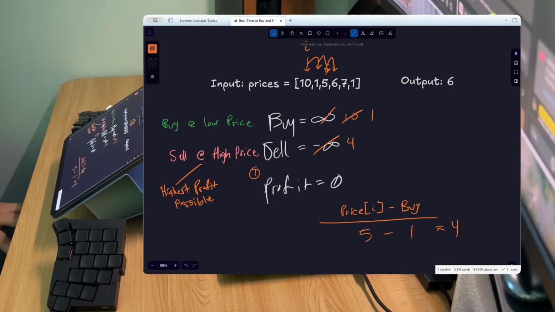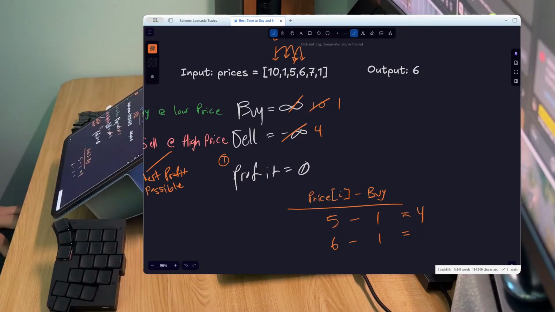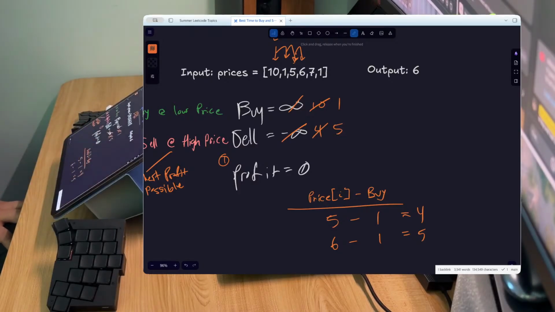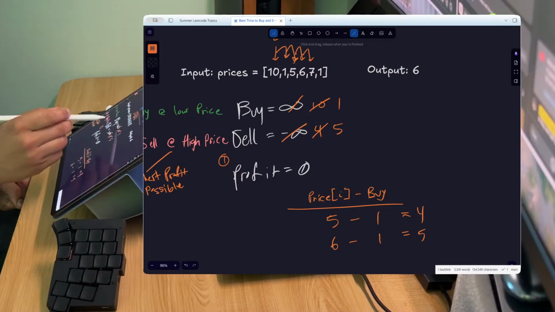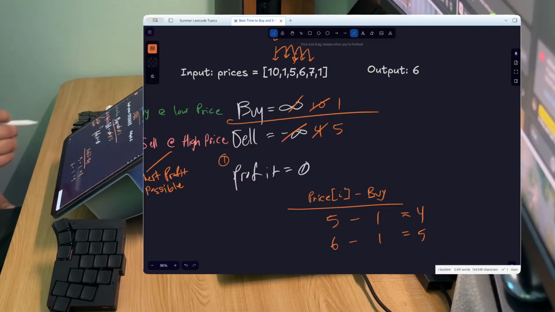Okay, next we have 6. So we do the math behind that. So the current value in the array minus our lowest buy price. Okay, our sell price, now we have a bigger profit, 5. Buy is still not updated, so we're also checking buy every time. We're checking if each value will update our buying price.